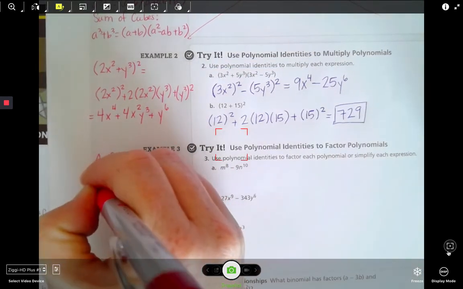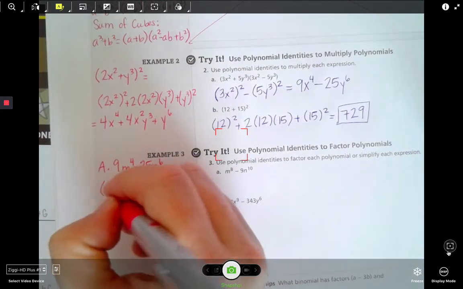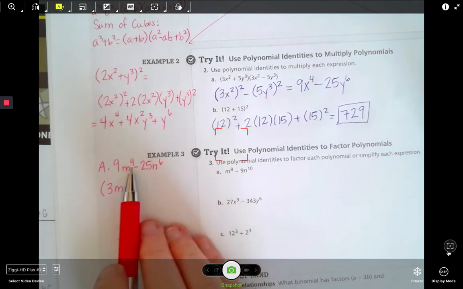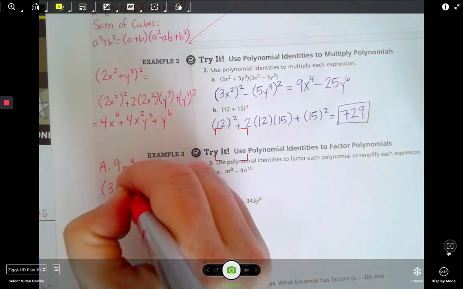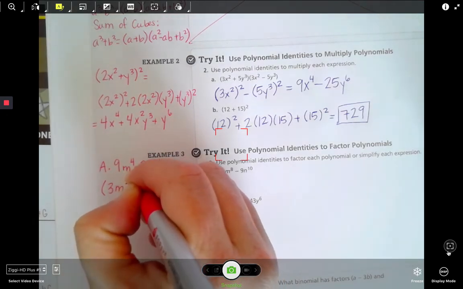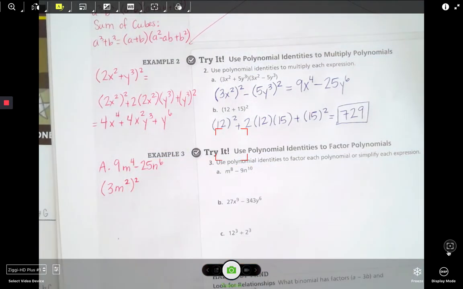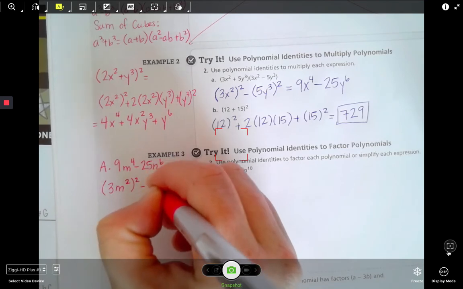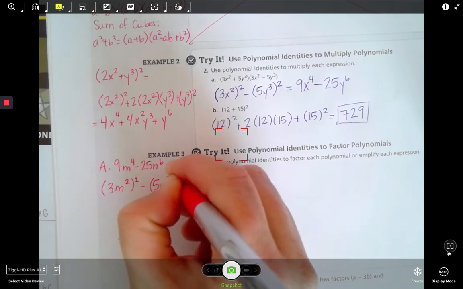So what I do first is I rewrite it where I've got 3m. If I take this and square root it, you would have m to the second. So you divide the exponent by 2. So (3m squared) to the second power minus (5n to the third) raised to the second power.